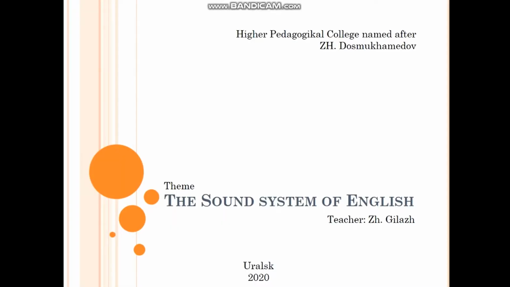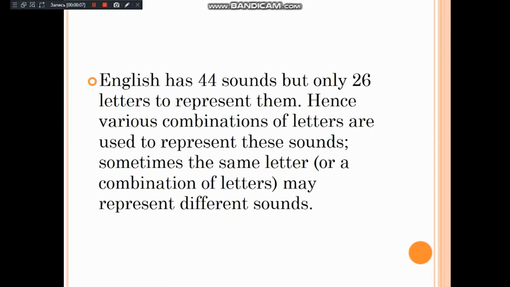Good day, dear students. Today we will talk about the sound system of English. English has 44 sounds but only 26 letters to represent them. Hence, various combinations of letters are used to represent these sounds. Sometimes the same letter or a combination of letters may represent different sounds.